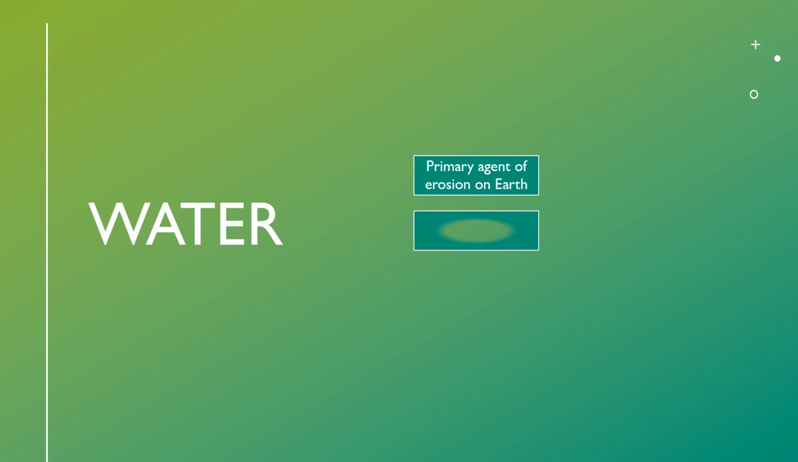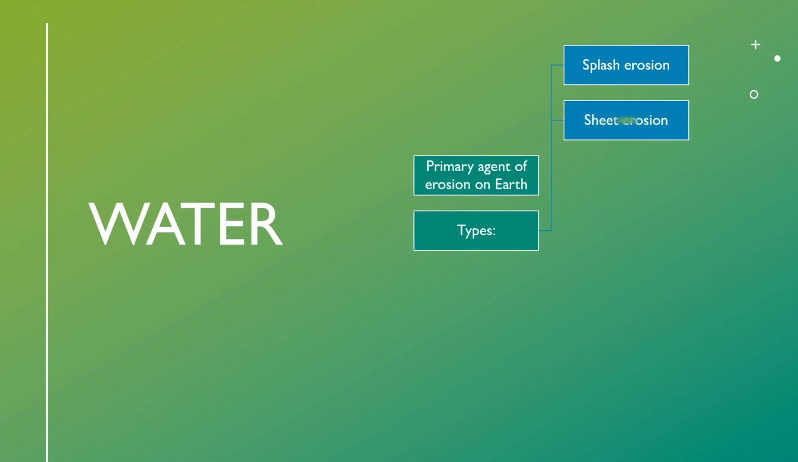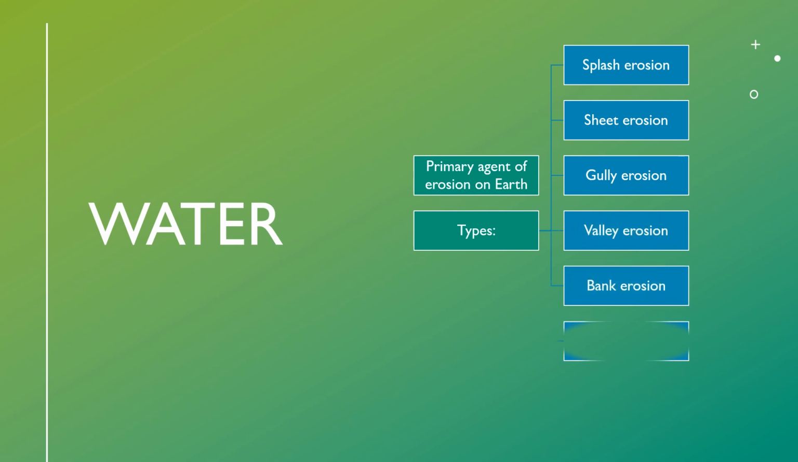Most running water is found in streams and rivers, and there are different types of water erosion, each with their own effects. The first one, we have splash erosion. We also have sheet erosion. We have gully erosion, valley erosion, bank erosion, coastline erosion, and then finally we have seaside cliff erosion. Okay, so let's discuss them one by one.